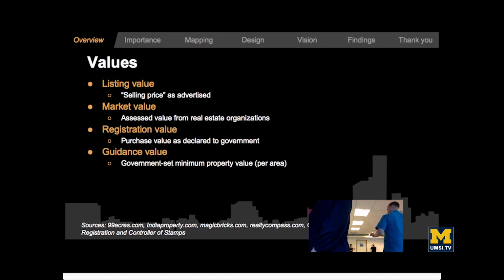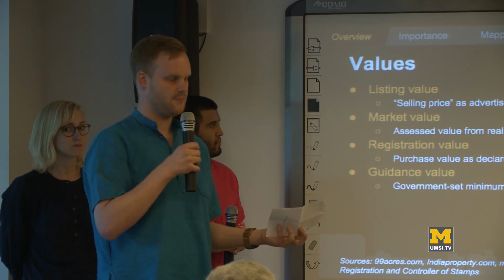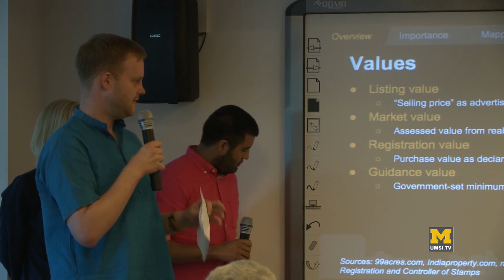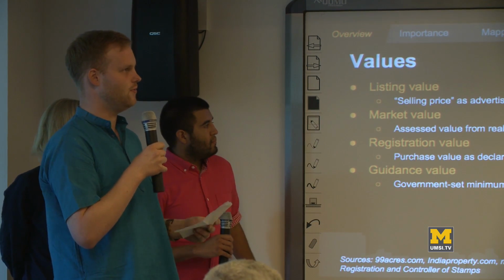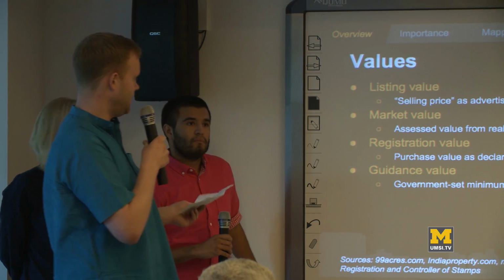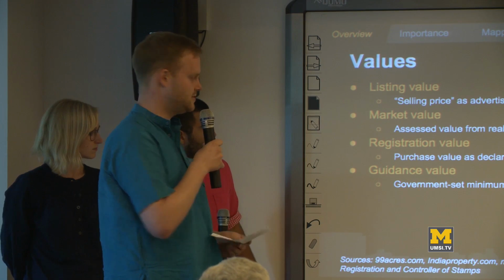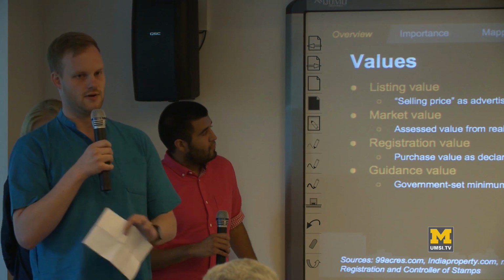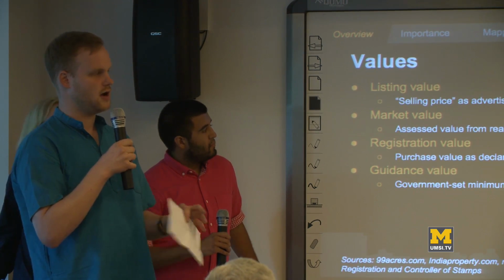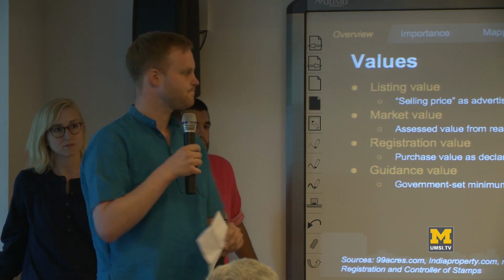But first I'll say registration value is your declared purchase price. So when you register your property with the government, you write down this price, this is the price that you would have bought the property for. And related to that are guidance values, which are government set minimum property values per unit area.